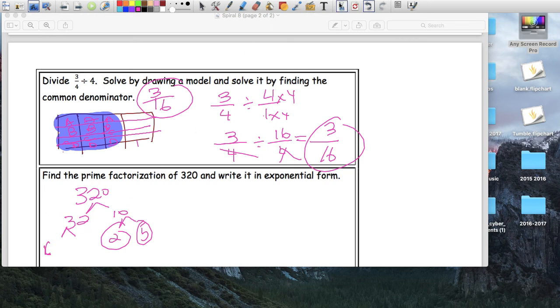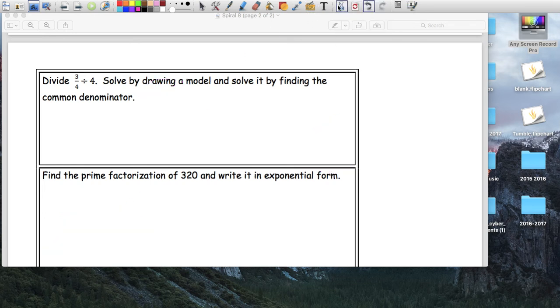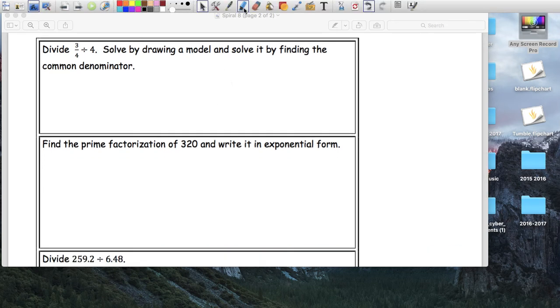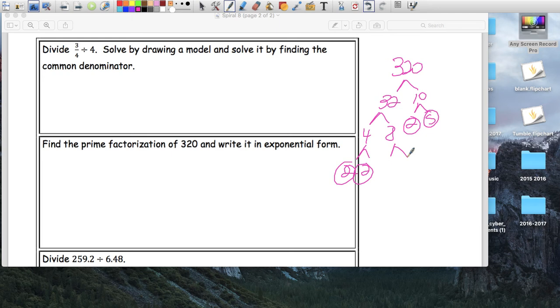So let me erase this. Clear annotation. So let me just give myself a little bit more. Okay, so I'm actually gonna do it over here. 320, 32 and 10. 10 is 2 and 5. Circle, circle. 32 is going to be 4 and 8. 4 is going to be 2 and 2. Circle, circle. 8, 2 and 4. And 4 is going to be 2 and 2.